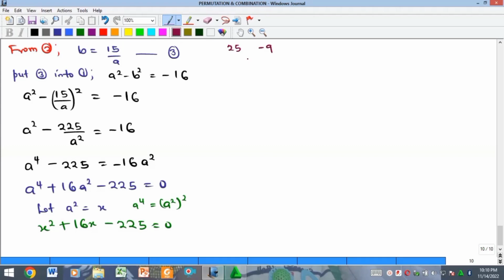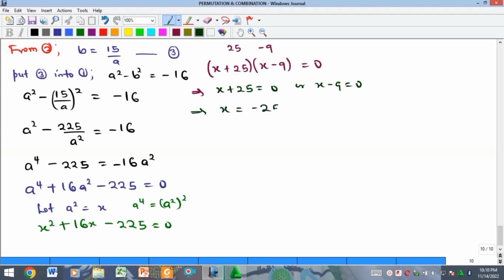If you multiply these, you have minus 225. If you add them, you get 16. And remember what I said, open two brackets here. You are going to have x plus 25, and then open another one, x minus 9, and that's equal to 0. So what that means is that x plus 25 is equal to 0, or x minus 9 is equal to 0. So the implication is that x is equal to minus 25, or x is equal to positive 9.